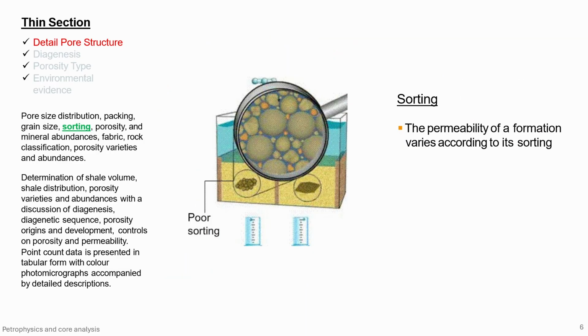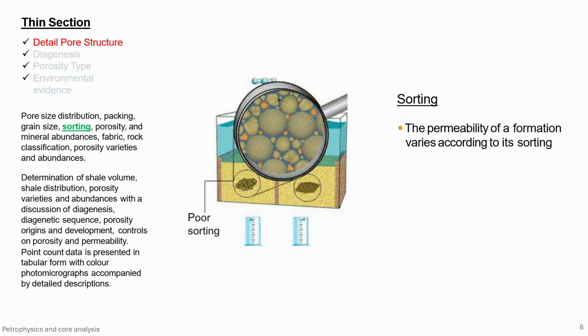This slide focuses on sorting, which means the uniformity of grain size. Better sorted sediments tend to preserve more effective pore systems because similarly sized grains pack in a way that leaves more connected pore pathways. Pore sorting means smaller grains can fill the spaces between larger grains, reducing connectivity.